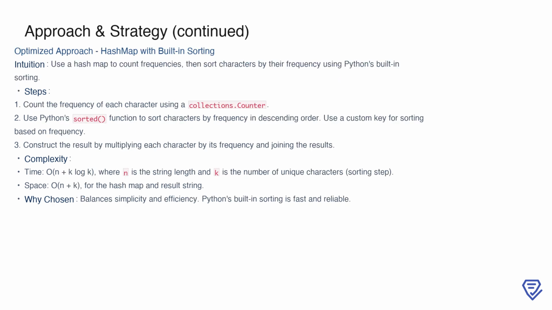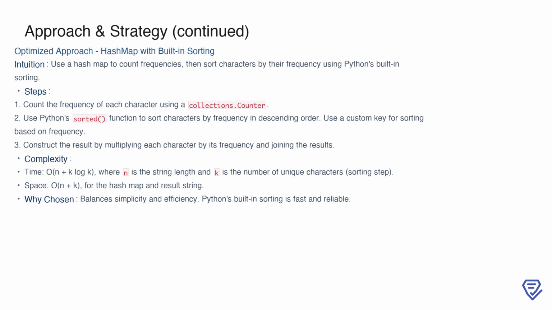A more efficient solution involves leveraging Python's built-in tools and data structures. Specifically, we can use a hash map to count character frequencies and then take advantage of Python's sorted function to sort the characters based on their frequencies in descending order. The process starts by using collections.Counter to quickly calculate the frequency of each character. Next, we use sorted with a custom sorting key to order the characters by their frequency. Finally, we construct the result by multiplying each character by its frequency and joining the results into a single string.